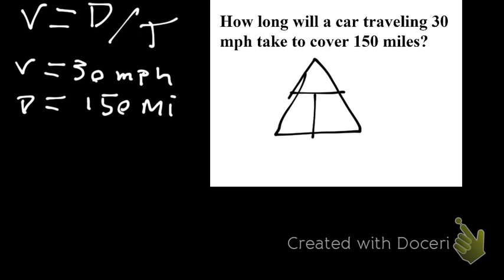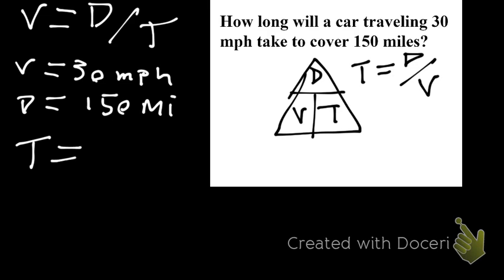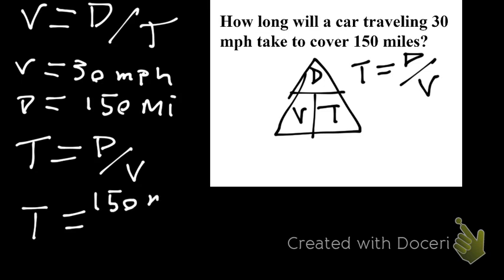So remember, if we go back to that triangle, we're going to have distance on top and then V and T on the bottom. If we're looking for how long, that's a time constraint. So you put your finger over the T, and then all you have left is D over V. So T equals D over V. So T is going to be equal to 150 miles over 30 miles per hour.